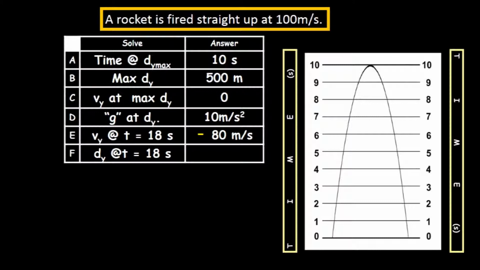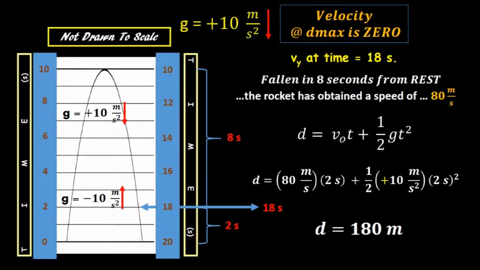How would you find that? Well, you would find it, shall I help you? V naught t plus 1/2 gt squared. So what is V naught? No, it's not 0. At 18 seconds, what is it? What's V naught? 80 meters per second, right? What's the time? 2 seconds, right? Yeah, you're 2 seconds from the bottom. Plus 1/2 g, is g positive or negative? Positive because it's going down. And then t squared, what's t? 2 seconds from the bottom. So if you do that out, you're 180 meters from the bottom. You see that? Are we cool or what?